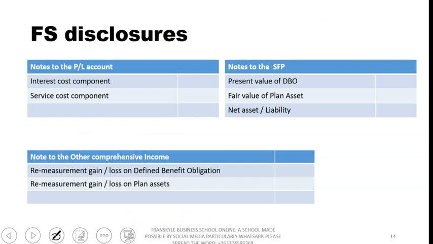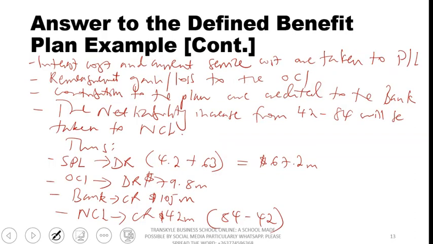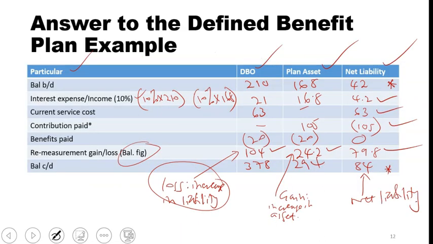All right, then lastly we need to talk of the disclosure. For the interest component, ladies and gentlemen, as you have seen, these are the notes to the statement of profit and loss and notes to the SFP and to the other comprehensive income section. So for the interest cost component, we are having... let me use another pen.